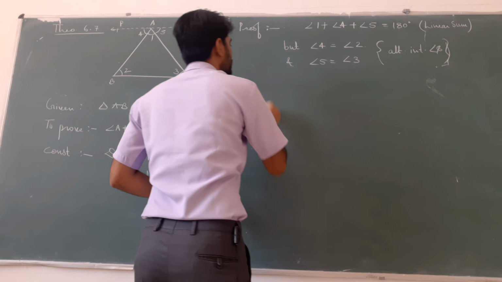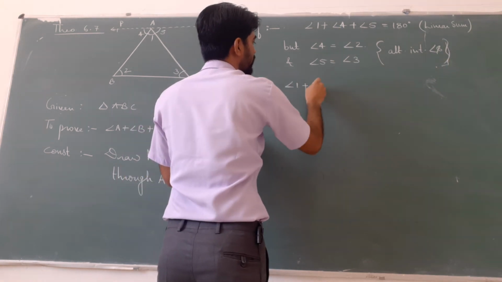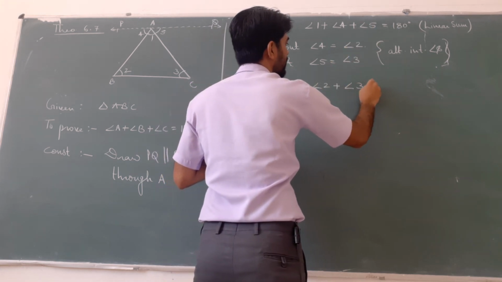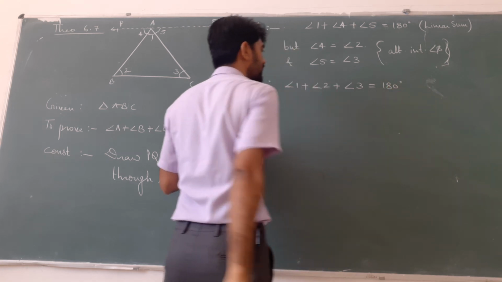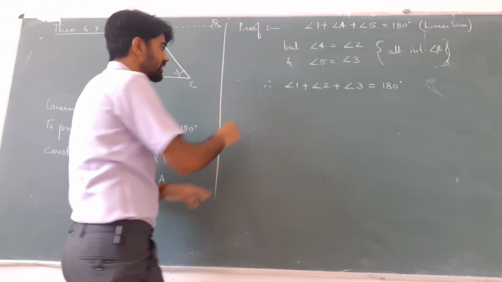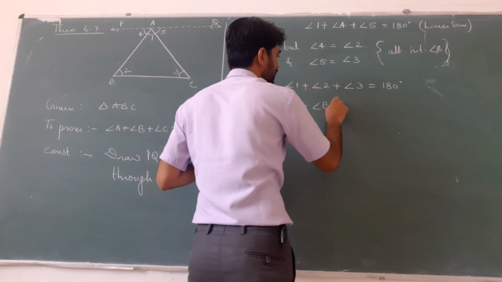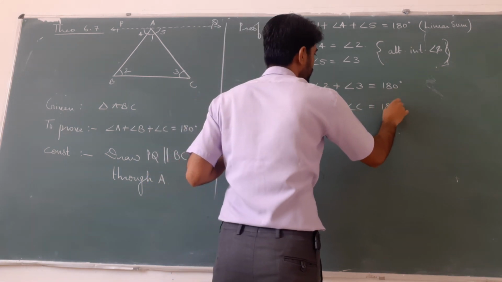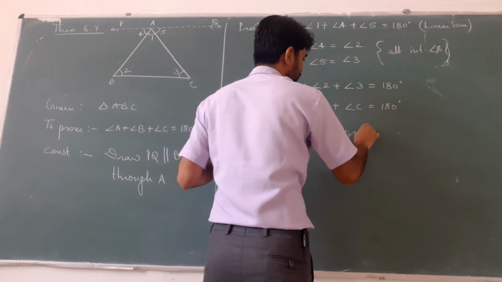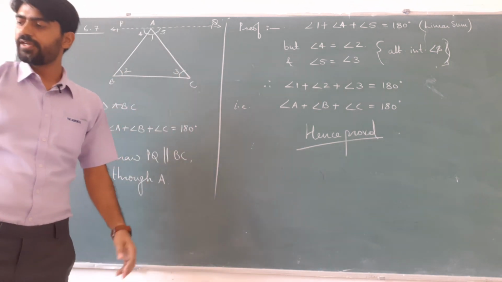Okay. Therefore, angle 1 plus, in place of 4 I can write angle 2, plus in place of 5 I can write angle 3, is equal to 180 degree. And angle 1 is angle A, this is angle B, and this is angle C. That is angle A plus angle B plus angle C is equal to 180 degree, hence proved. So this way we can prove this theorem in an easy way.